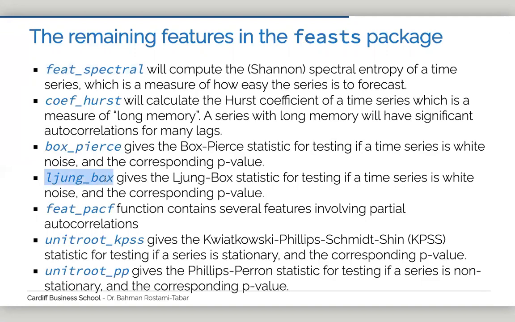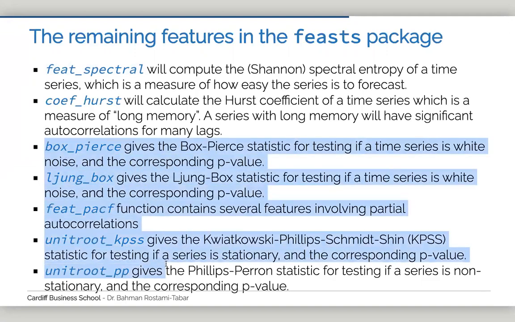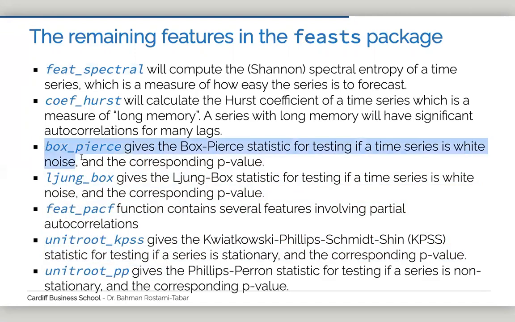So again, as I mentioned, these are about being stationary or non-stationary. These two things can also tell us about the white noise. Again, in chapter 2, we discussed the white noise process, which is a process with no autocorrelation.